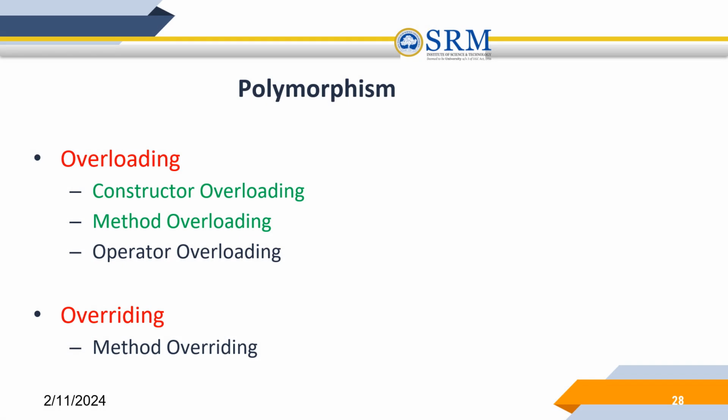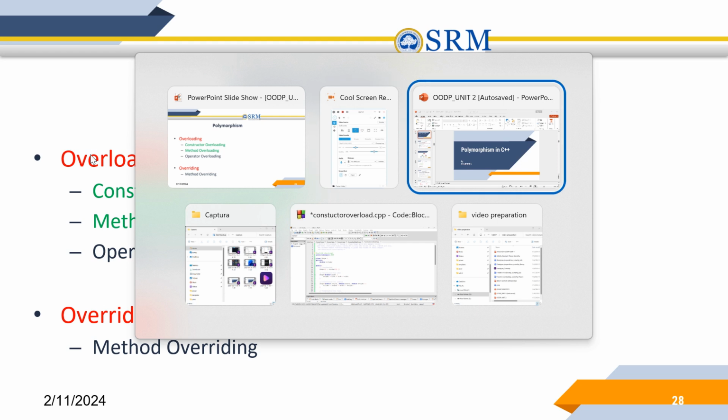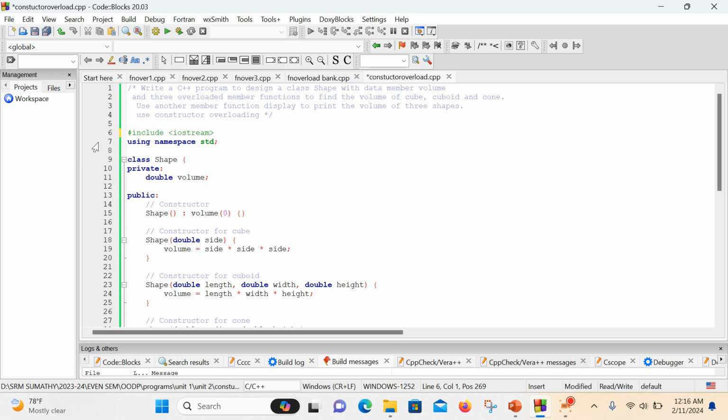So, in this session, we are going to discuss the overloading concept. In overloading, we are going to discuss two types: constructor overloading and method overloading. Now we can get into the code blocks programs. Okay, so we can start the example with constructor overloading.